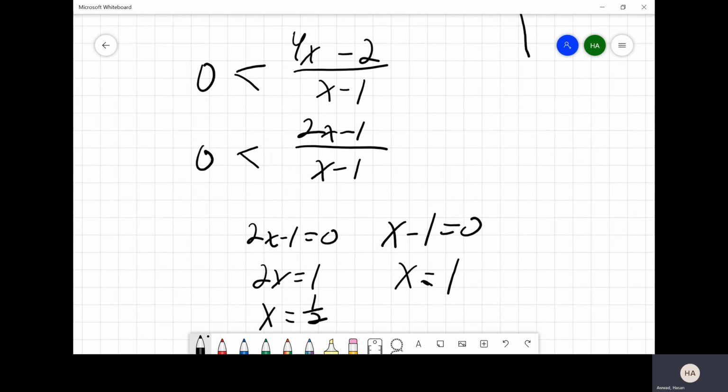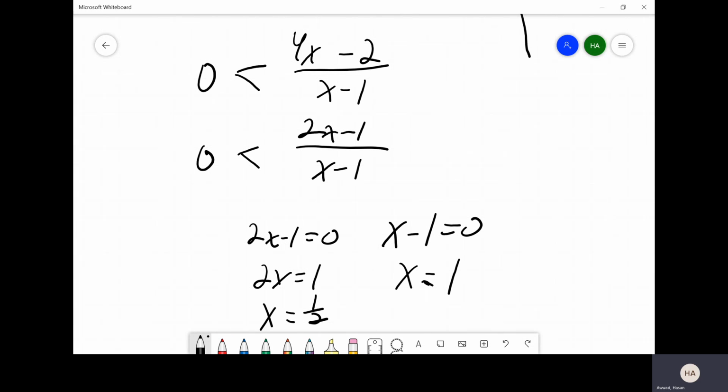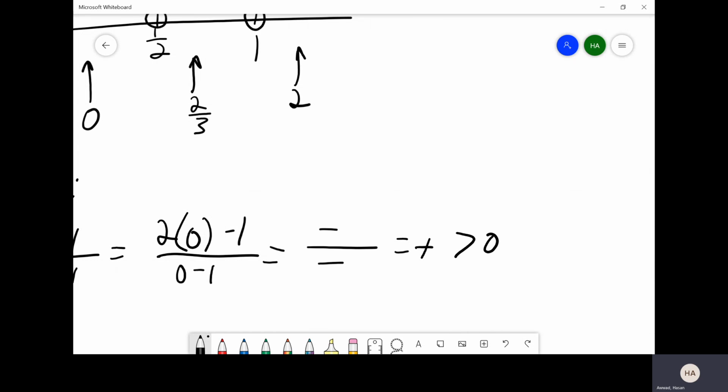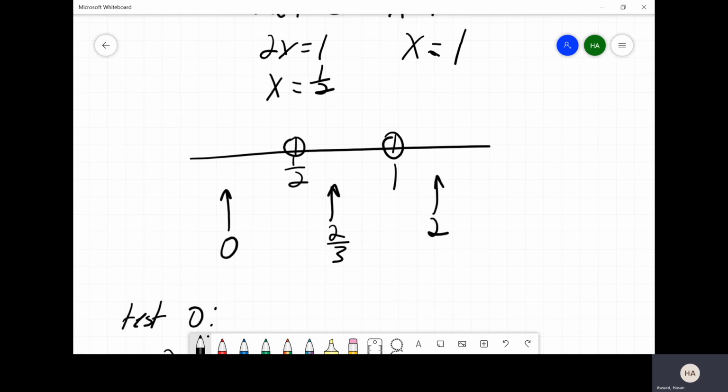And what are we looking for with this fraction? We want it to be greater than 0, right? 0 is less than this fraction. So is a positive number greater than 0? Yes, it is, right? So we know that this interval all the way up to 1/2 is going to work for us. So we can put a little plus sign because we know that that works.